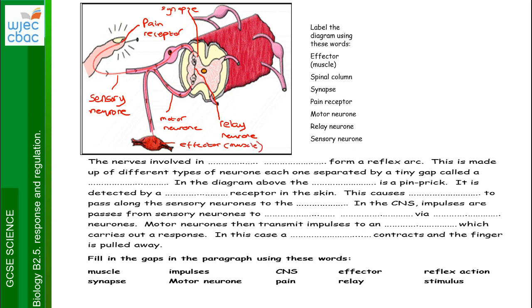The last label then, which you need to add to the diagram, would be spinal column. So anywhere on this part of the diagram is the spinal column.